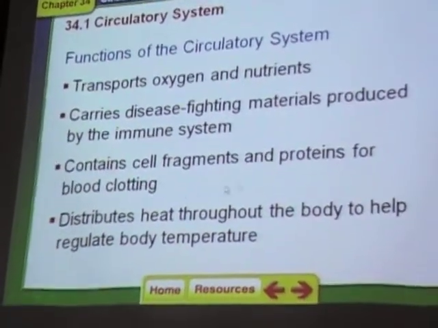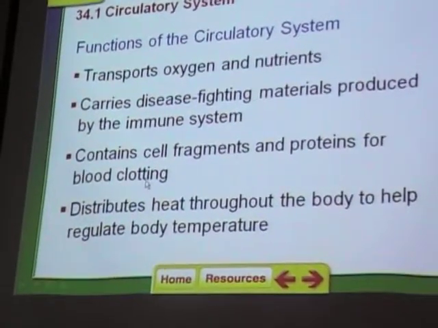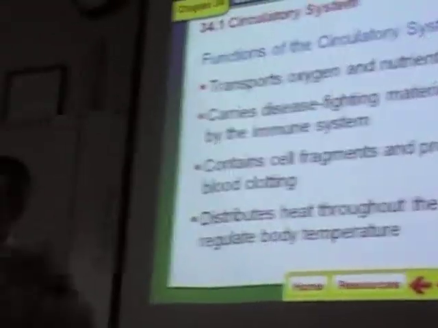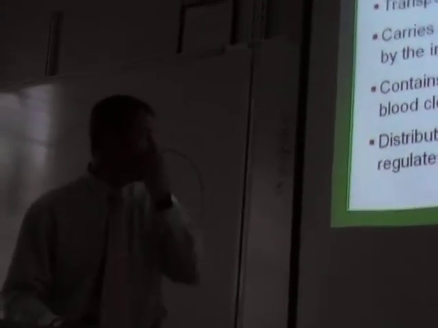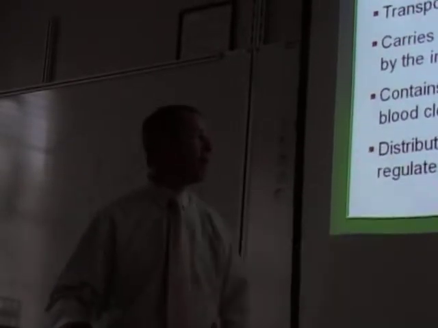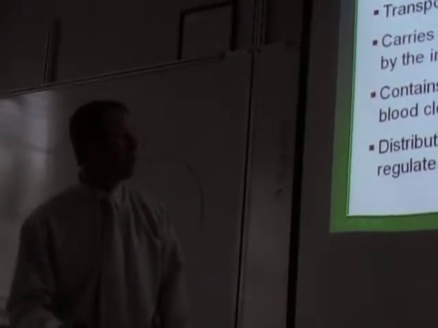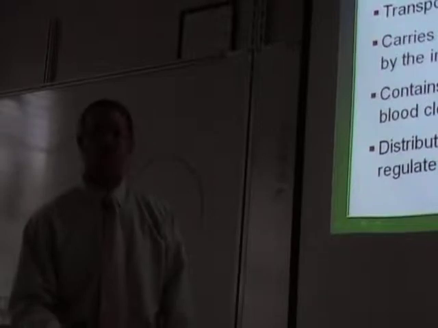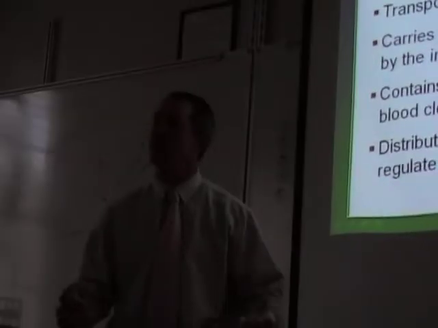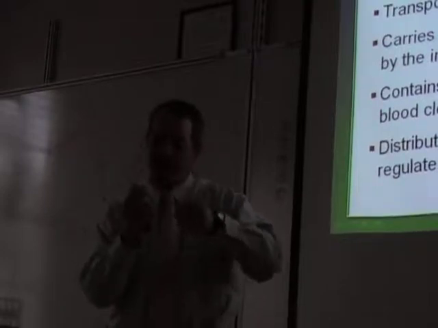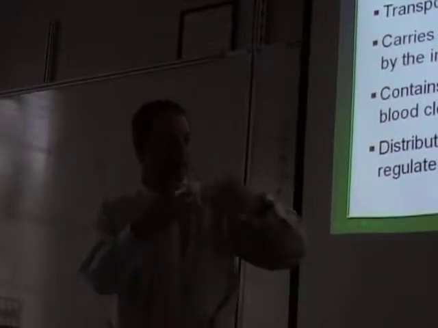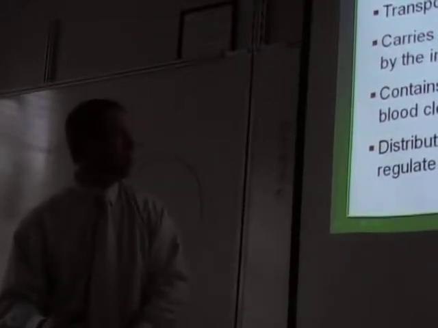It contains cell fragments and proteins for blood clotting. The blood can clot, so if you're bleeding out, it stops shortly. It also distributes heat throughout the body to help regulate body temperature. So if the blood goes to an area, the area becomes warmer. And the body can squeeze off and loosen up blood vessels to distribute blood to different places.